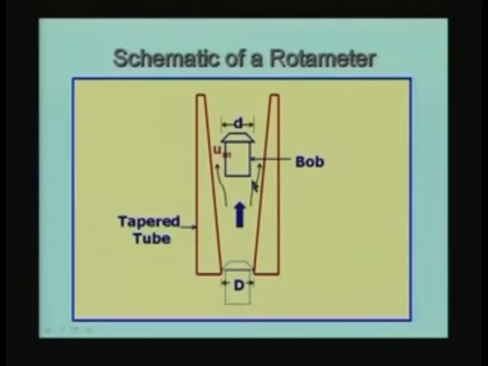Because of the form of this particular bob and because of the flow which negotiates it and joins at the back, there is something called the form drag. The form drag is because of the subtle changes in the pressure acting on the surface of the bob, and this usually is written in the form of a drag coefficient multiplied by the kinetic energy of the fluid per unit mass. So, these three forces are going to be in balance for a particular value of the flow rate.